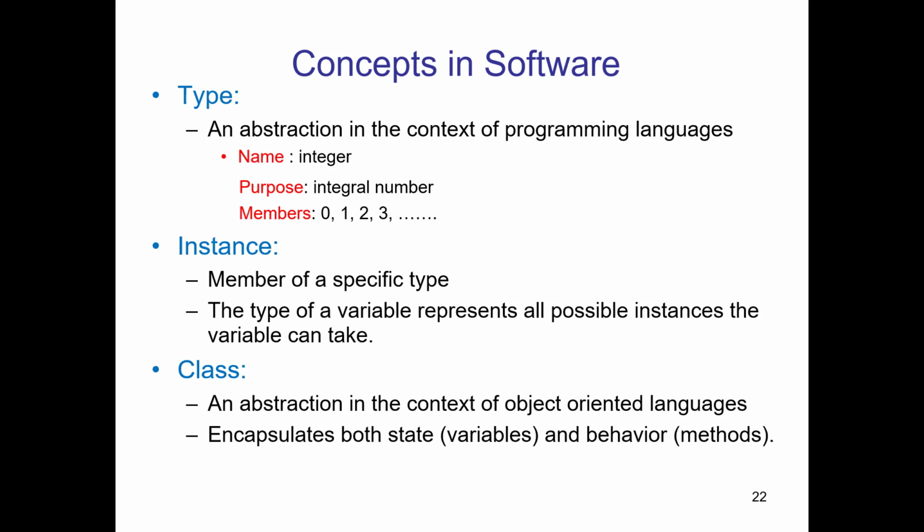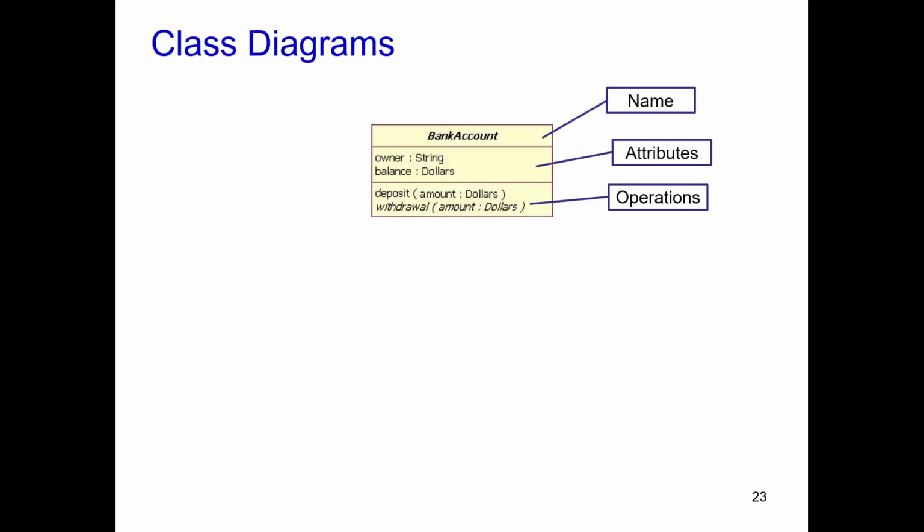And then a class will be an abstraction in the context of object-oriented languages. It encapsulates both the state variables and the behavior methods. So what does that mean specifically? Here you go. This is what a single class will look like. You will have a top, you have a name. In the middle, you have the attributes. And then at the bottom, you have the functions or the operations for that class, right?